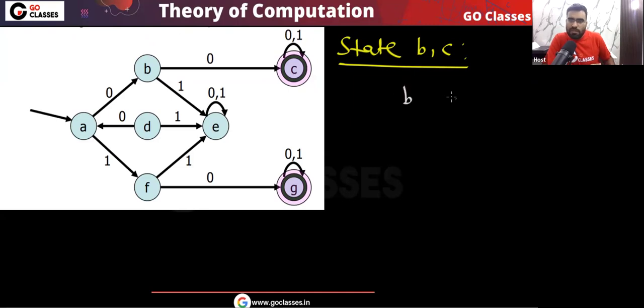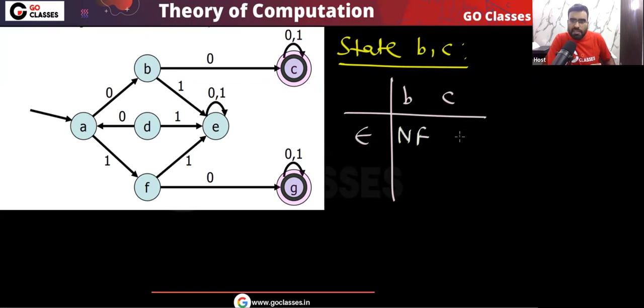Okay, because what will happen? This is your state B, this is your state C. Look at what will happen on empty string. On empty string, you can see this state B is going to non-final and this state C is going to final. On empty string, B is going to B, which is non-final. C is going to C, which is final. So on this string, one of them is going to final, another is going to non-final. So I can say that these two states are also not equivalent.